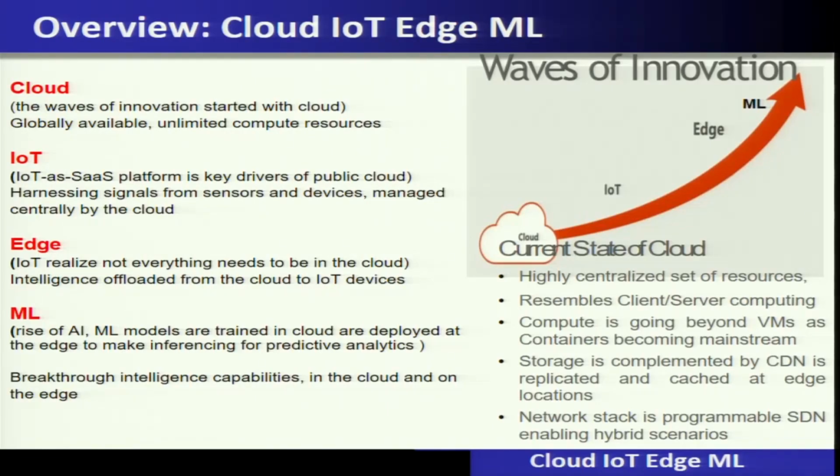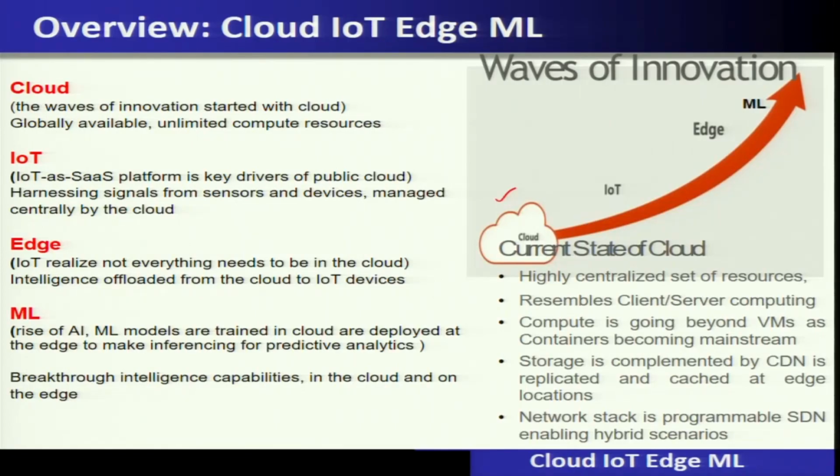Now if you see the overview, that is nothing but a wave of innovation which started from the current state of the cloud, shown here in this diagram. The current state of the cloud is a highly centralized set of resources, resembling the client-server mode of computing. Computing is going beyond virtual machines, and now containers are becoming mainstream. Storage is complemented by content delivery networks and often replicated and cached at edge locations. The network stack is programmable, that is, software defined networking concepts are there.